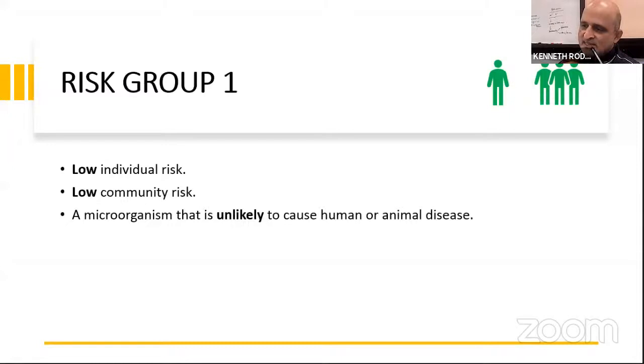Okay, a simple example may be you get diarrhea because you had food poisoning and you don't really get sick. There is no morbidity and there's no mortality. You just have a mild stomachache and diarrhea, and this will be risk group one. However, this should be taken with a caveat. You should be aware that for certain people who are immunocompromised, risk group one may be actually equivalent to risk group four. So be aware of these factors when you are doing a risk assessment. It's not generic. It's very, very specific.